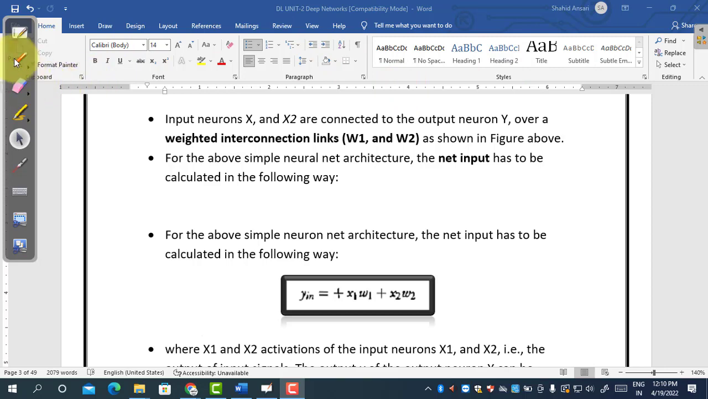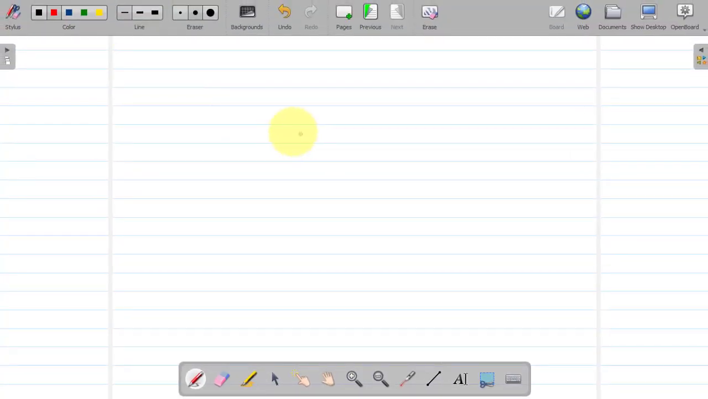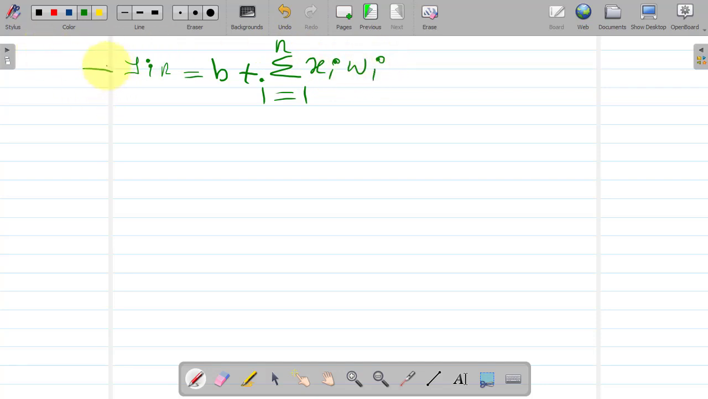Okay, now we will see how we calculate the output of the neural network. This is a formula to find out the net. To calculate the net input, we have the formula y_in equals b plus the summation of i equals 1 to n of x_i w_i. This is the formula to calculate the net.